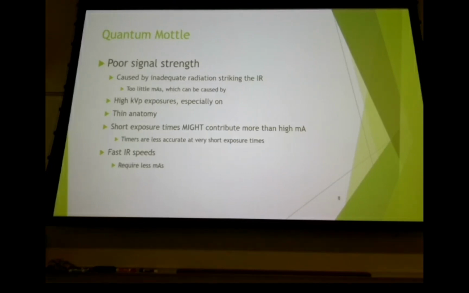Quantum mottle is poor signal strength. It's caused by inadequate radiation striking the image receptor. It has too little mAs, but there is a time component. We talked about that in the last section. If you get your exposure time so short that you fall into that reciprocity failure range, then you might not get the mAs that you have set. If you set an mAs level of half an mAs with the shortest exposure time you can get, you might not get half an mAs. What causes quantum mottle? Lack of mAs, right. So in that case, that extremely short exposure time may be the issue. Maybe that half an mAs was adequate not to have quantum mottle, but because of reciprocity failure at that extreme exposure time, you may introduce it.